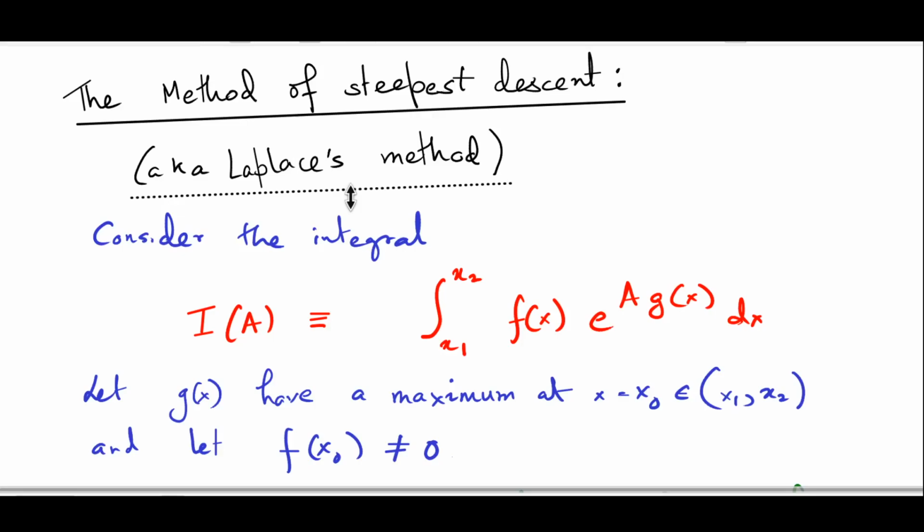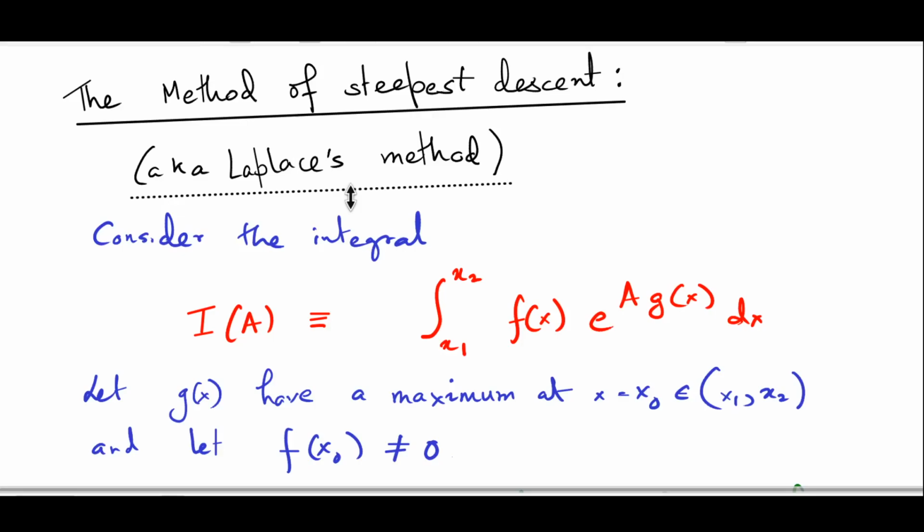The reason why we are starting here is both that this is a simpler version of the saddle point method and also that this in itself is a very important method which is useful in many different places. So the setting of this method is as follows. We want to consider an integral I(A) from some point x1 to some other point x2 on the real line of the function f(x) times e to the power A g(x).